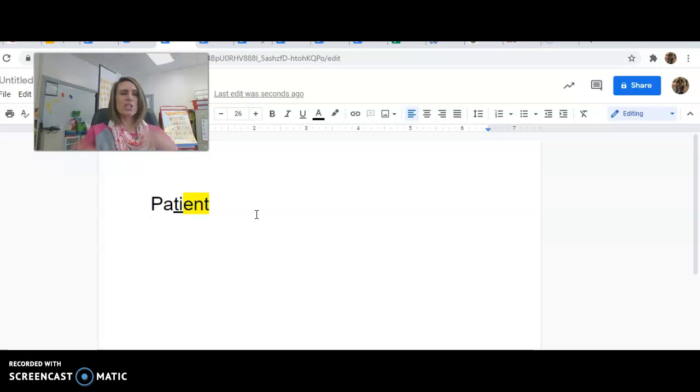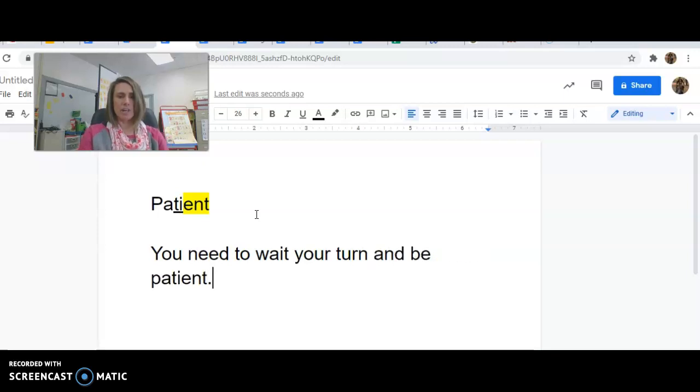So let's go ahead and come up with a sentence that we can add to our notebooks. Which definition do we want to go with? Patient at a hospital or be patient? Yeah, I think be patient because it's so important in life. You need to wait your turn and be patient. There's our sentence.